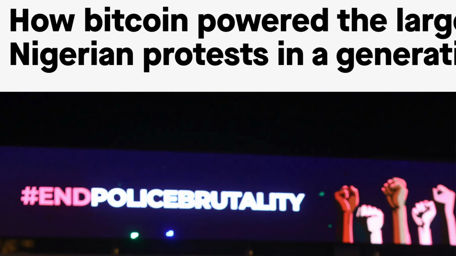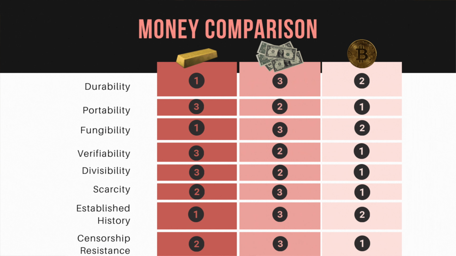combat police brutality that was going on in Nigeria, and the Nigerian government decided that the best way to handle that situation was to freeze the bank accounts of the organizers. Because of that, the organizers weren't able to use their money at all. So they had to resort to using Bitcoin. So yes, government money, not censorship resistant at all. Bitcoin is decentralized. It is censorship resistant.